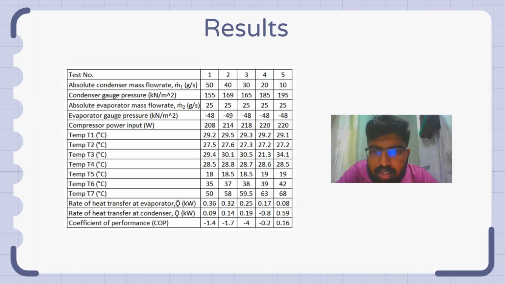So for results, we've got 5 tests and the data cumulatively for all 5 tests. First of all, we've got the absolute condenser mass flow rate, which I have labeled as M1. The condenser gauge pressure, absolute evaporator mass flow rate, M2, evaporator gauge pressure, compressor power input, and then temperature 1 to temperature 7, rate of heat transfer of evaporator, Q, rate of heat transfer at condenser, Q, and coefficient of performance, COP.